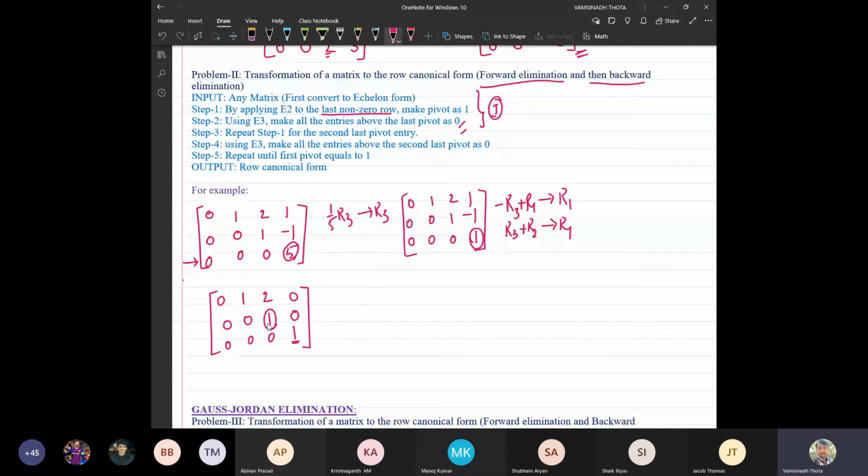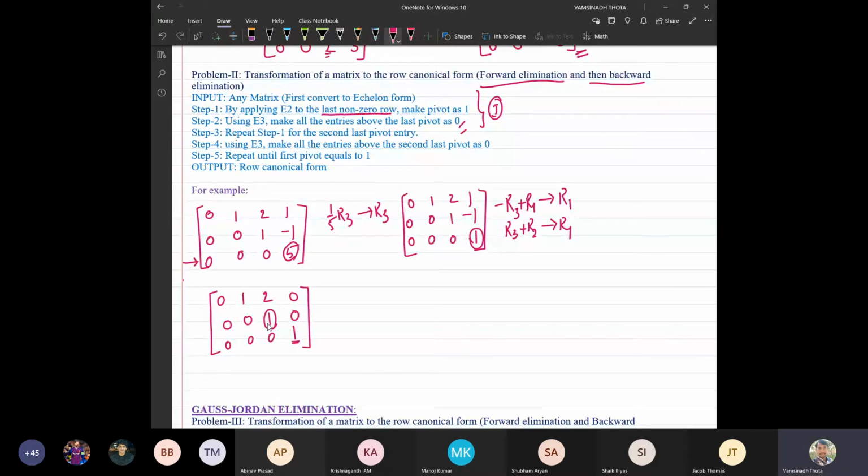Generally, by applying E2, we need to make the pivot 1, right? But fortunately, we already received 1. Suppose it is 2, we have to divide by 2. Suppose it is 1 by 2, we have to multiply by 2. Using E2, we have to make it 1, but there is no need here. So step 1 is already done. Step 2: using E3, make all other entries above the pivot 0. We need not look at the below, because below will already be 0 because of the echelon form.